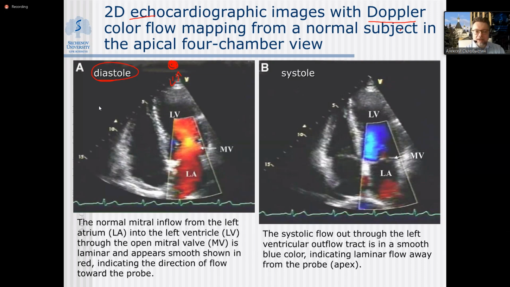First point, why is it smooth? Because it is evenly stained in tints and grades of red, more or less uniform in its tint and color. That's why it is laminar. Second, why is the flow from the left atrium to the left ventricle? Why is it diastole? And why is it not regurgitation in a patient with mitral incompetence? Because the color is red. Red means the direction towards the probe. If there were flow away from the probe, the color would be blue.